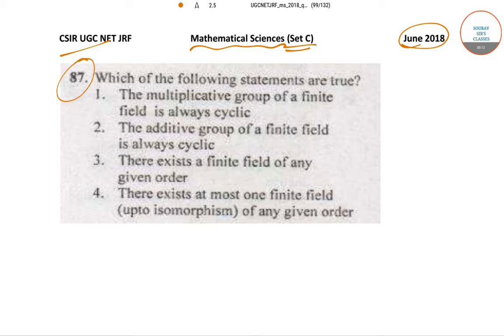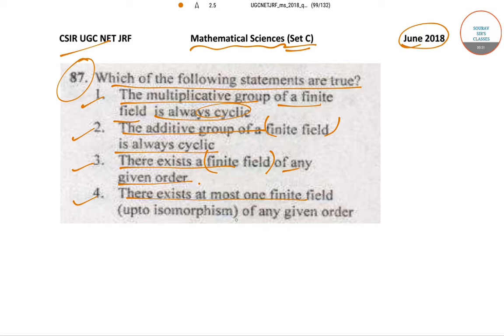In question number 87 it has been said that which of the following statements are true? Option 1, the multiplicative group of a finite field is always cyclic. Option 2, the additive group of a finite field is always cyclic. Option 3, there exists a finite field of any given order. And option 4, there exists at most one finite field up to isomorphism of any given order. So these are the four options that have been given.